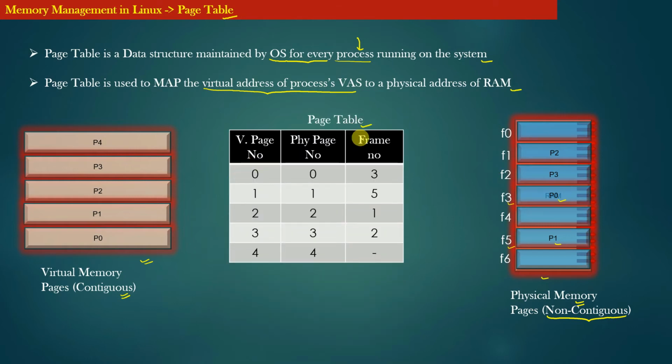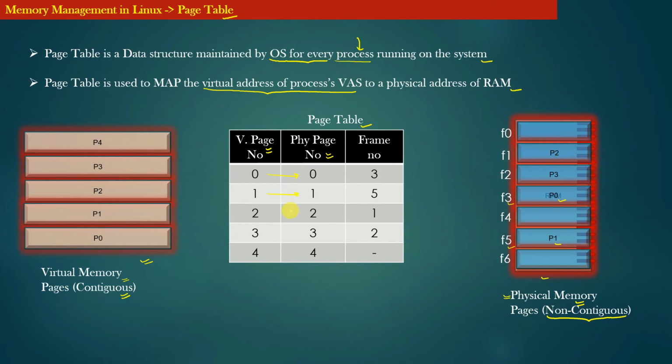You can see that the page table is like a marriage maker between the virtual memory of a process and the physical memory. The page table contains 3 columns. The first column is the virtual page number of a process. The second column is the corresponding physical page number to which this virtual page number maps. And the third column is the frame number. In this example, virtual page number 0 maps to physical page number 0 of the process. Similarly, virtual page number 1 maps to physical page number 1, and so on.